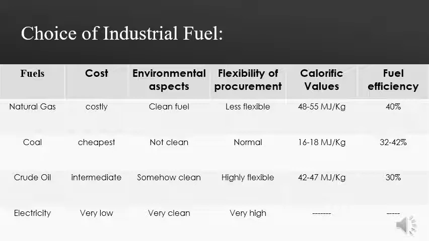Electricity, which is an alternative fuel, has a very low cost, and in environmental aspects it is very clean, and its flexibility is very high. We are not given the calorific value and fuel efficiency of electricity.